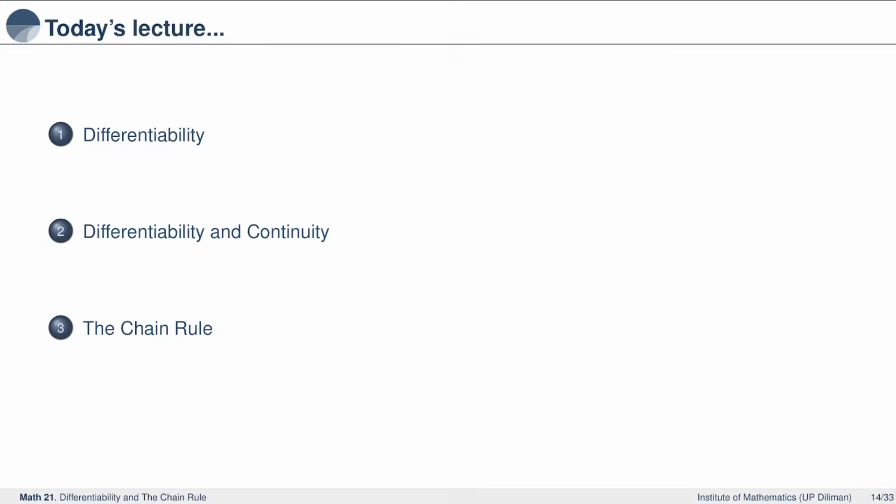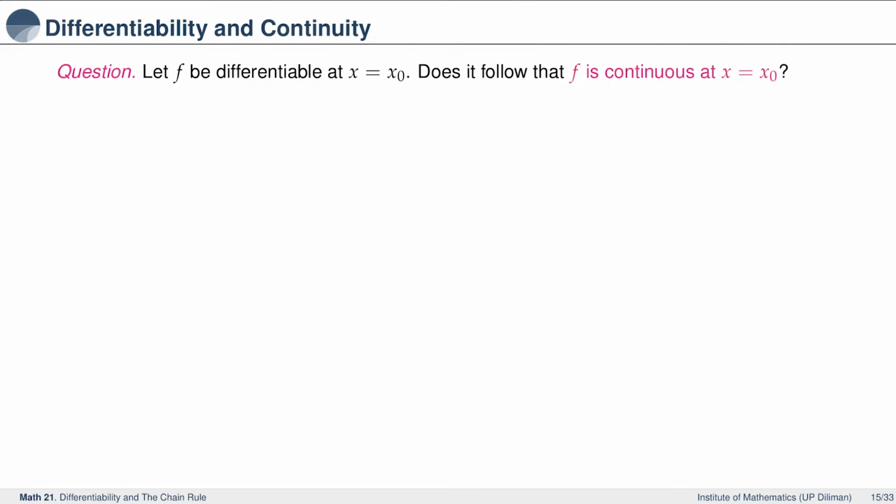So here we'll talk about how differentiability is related to continuity. Suppose we have a function that's differentiable at x equal to x naught. We want to ask whether it follows that f is continuous at x equal to x naught. So when we say that f is differentiable, that means f prime of x naught exists.